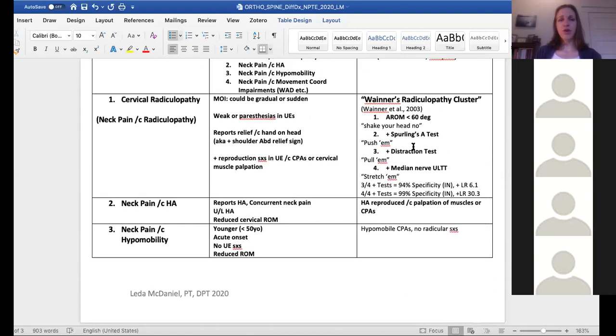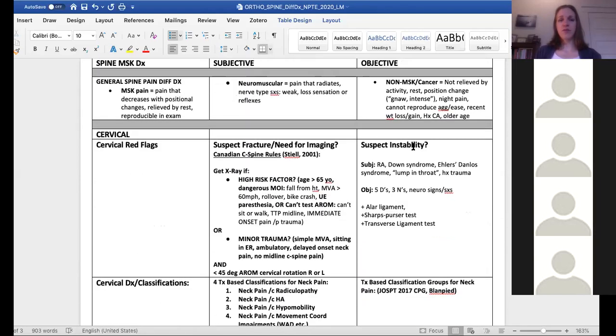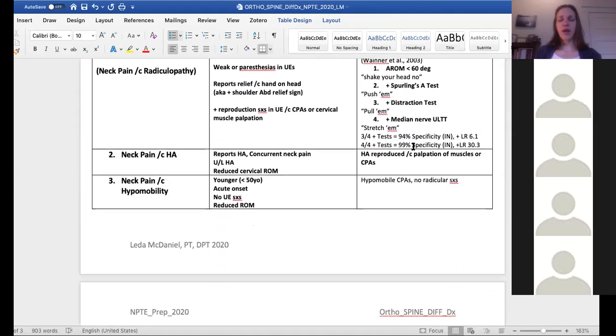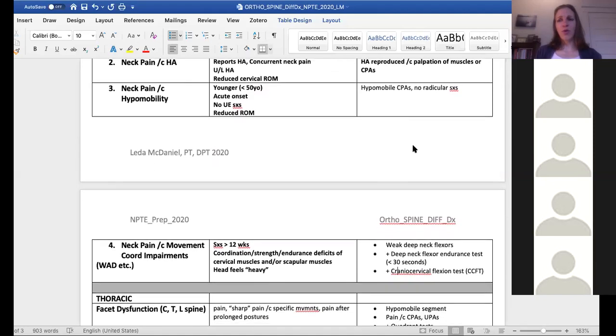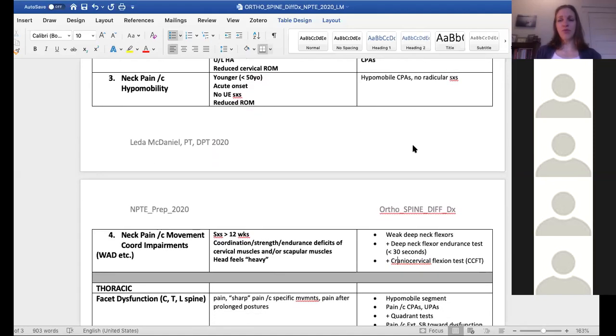Okay, so those are our main treatment-based classifications for the neck. Again, like I said, we can classify neck pain based on pathoanatomical dysfunction, but really what we've gone to more often is this treatment-based classification, because just like in the lumbar spine, we know that the pathoanatomy doesn't necessarily correlate with the signs and symptoms, doesn't necessarily correlate with our clinical findings. And so we want to treat more comprehensively.